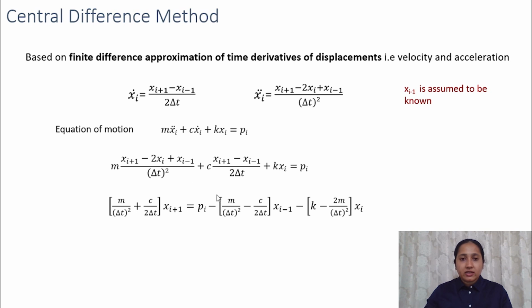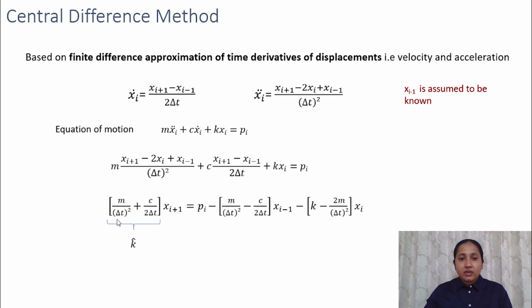So if you rearrange it, we have the coefficient of x i plus 1 as m divided by delta t square plus c by 2 delta t. So x i plus 1 is unknown now, and we already know x i minus 1 and x i. So every term in the right hand side is known to us. So we can find the response at i plus 1 instant.